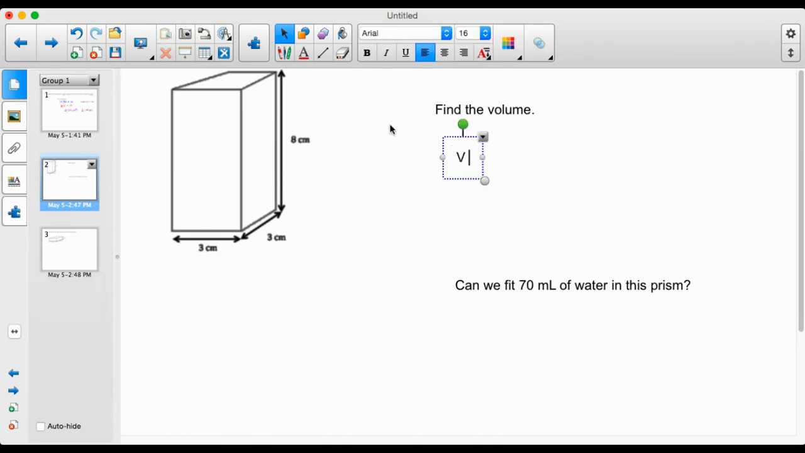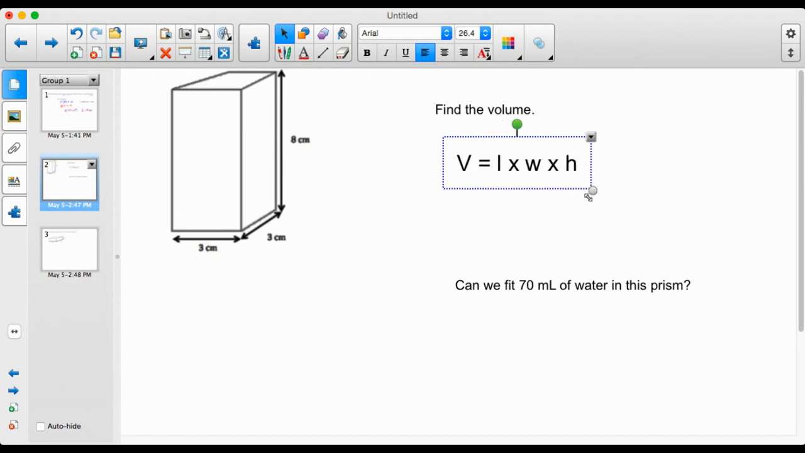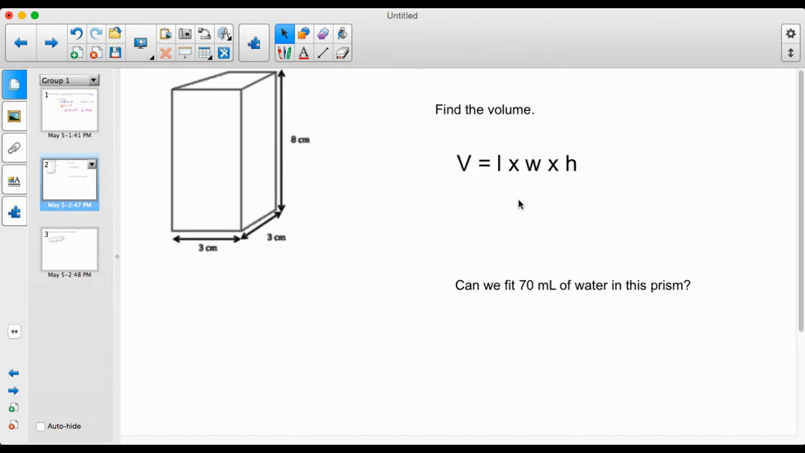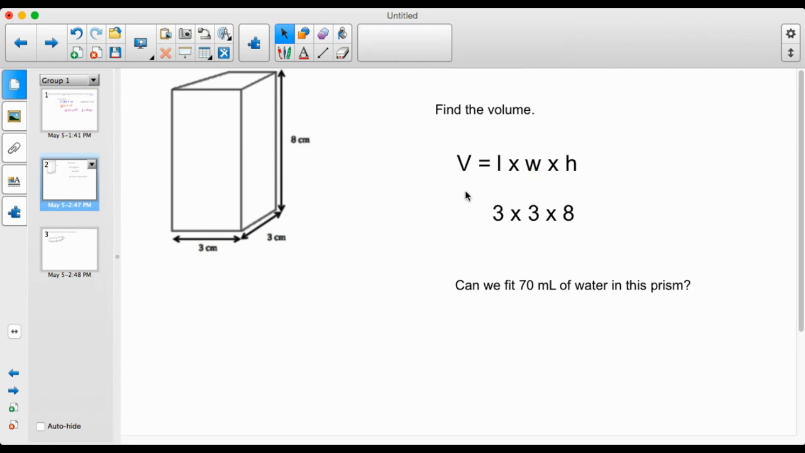I'm going to write my formula like I always do: length times width times height. Now I'm just going to plug in my values. So I have 3 times 3 times 8. I'm going to make those line up right underneath the different dimensions. Okay, now I just need to solve it.